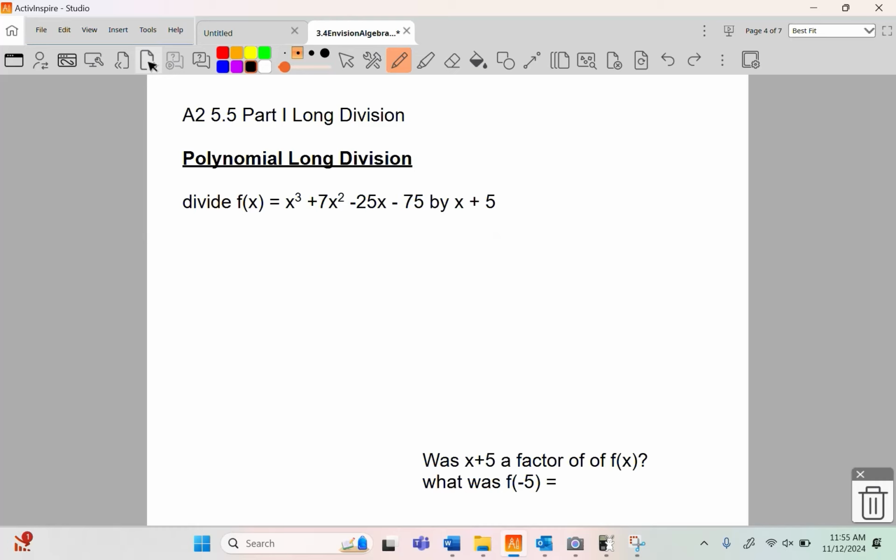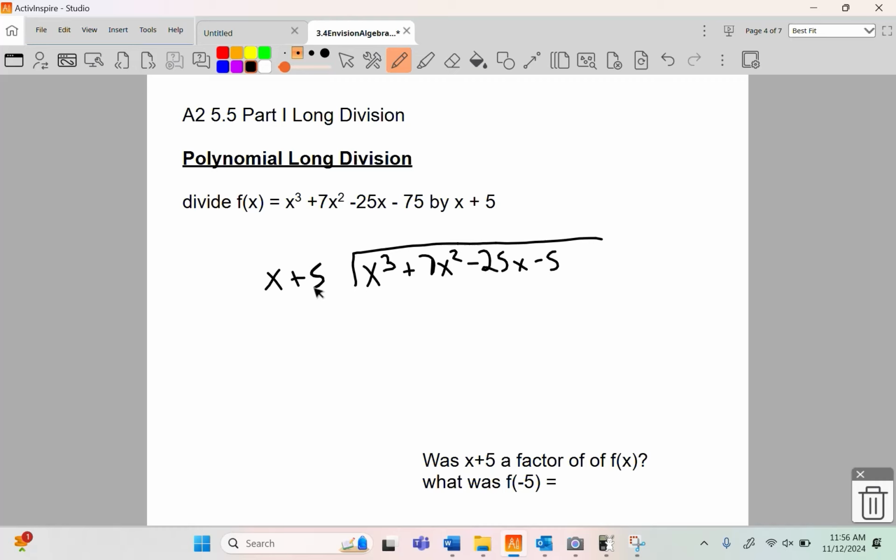All right, divide f of x equals x cubed plus 7x squared minus 25x minus 75 by x plus 5. Write small. What goes inside the long division bracket? The first thing: x cubed plus 7x squared minus 25x minus 75. What's the divisor? X plus 5. Our goal here is to figure out what the quotient is.